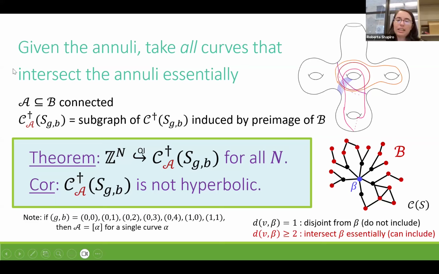And in this case, this QI embedding of Z to the N into this much larger subgraph of the fine curve graph is also a QI. And this much larger subgraph is also not hyperbolic. So we have, in other words, this very not hyperbolic subgraph of the fine curve graph, but it's also a very big graph.